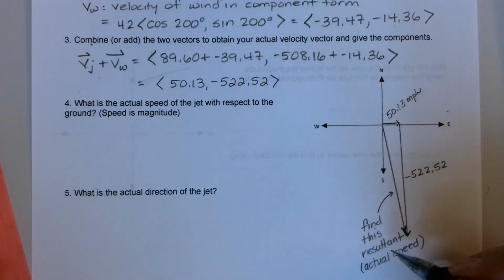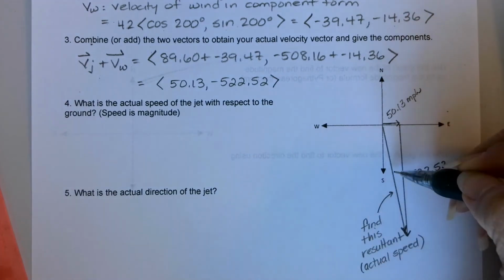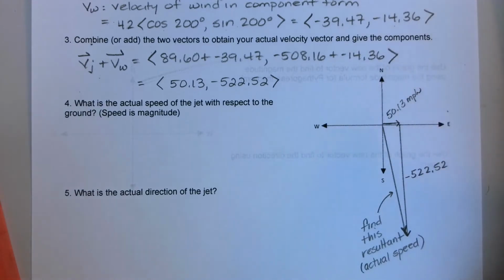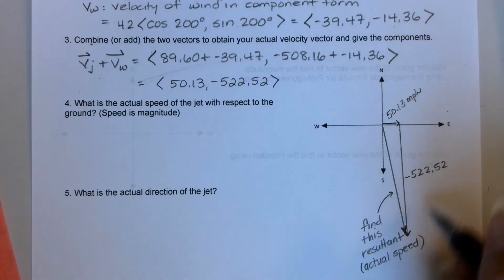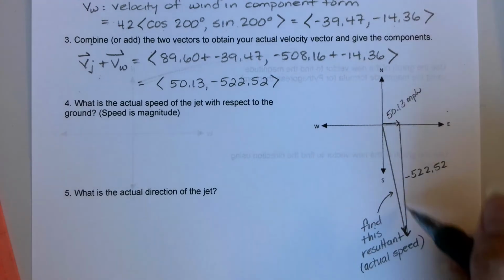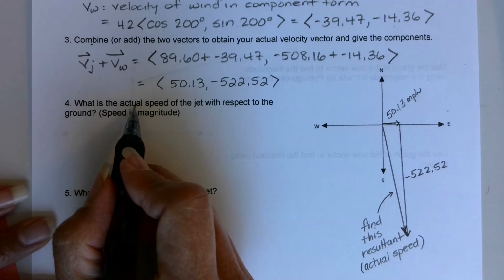So if I'm finding this resultant, I'm actually looking for the speed, the new speed of the jet. Remember, the jet was flying at 516 miles per hour, but it's being affected by the wind somehow. So we're about to figure out how the wind increased or decreased its speed. We need to find that distance right there. So how do we find the actual speed of the jet?